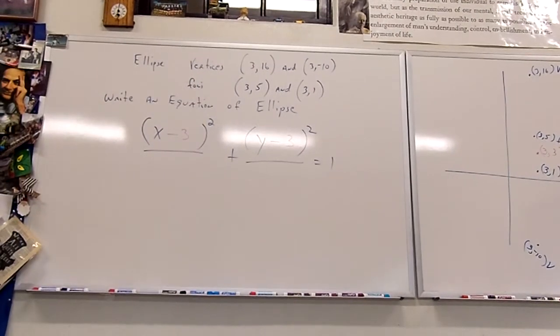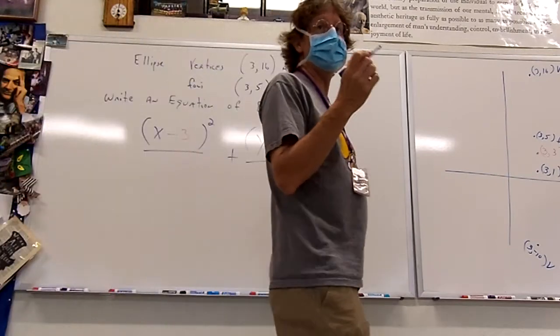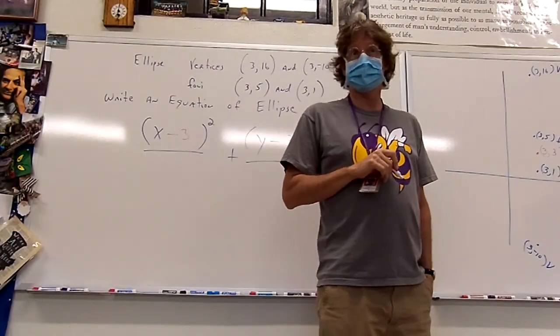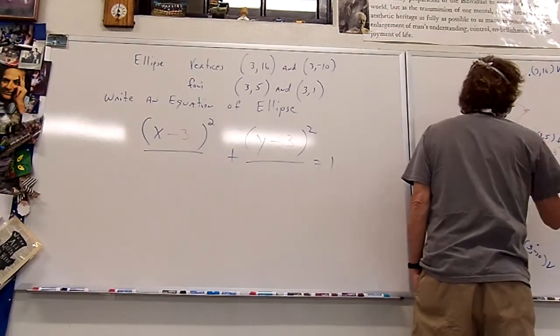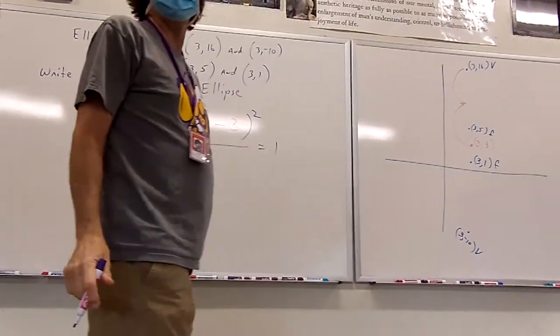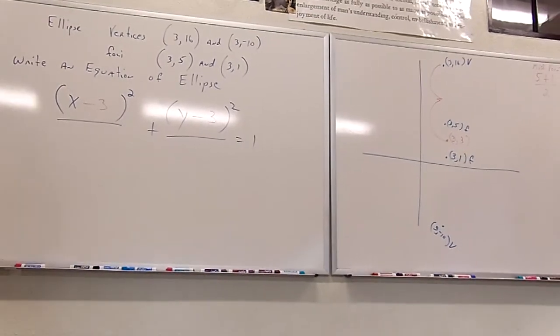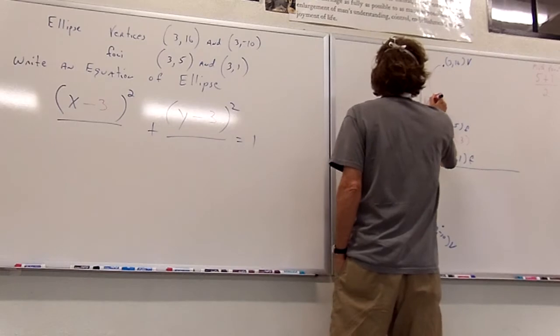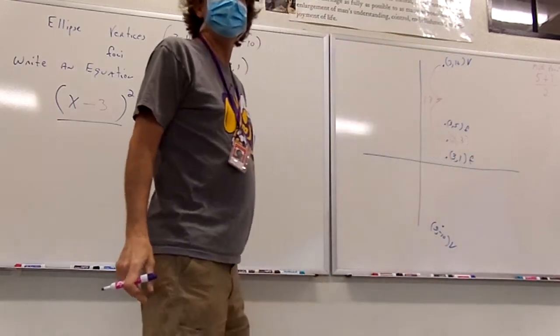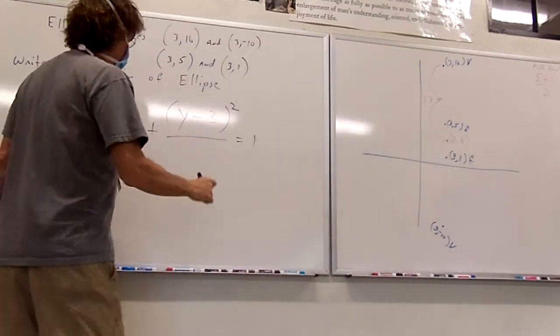Now, okay, you counted the longest up and down, right? Well, how far did you count from here to here? How far is that? 3 to 16? 13. Counted 13. That number, since that's up and down, is going to go under which one? It's going to go under the Y.